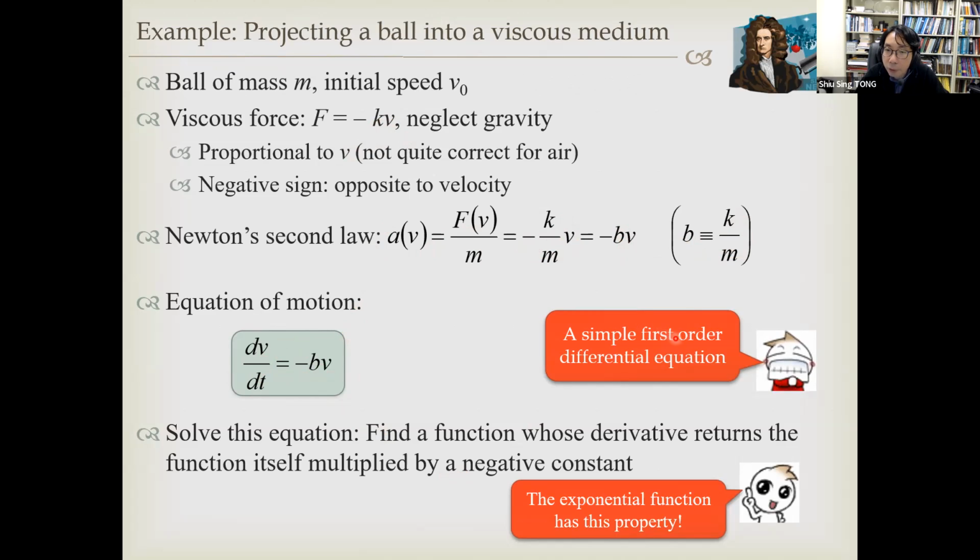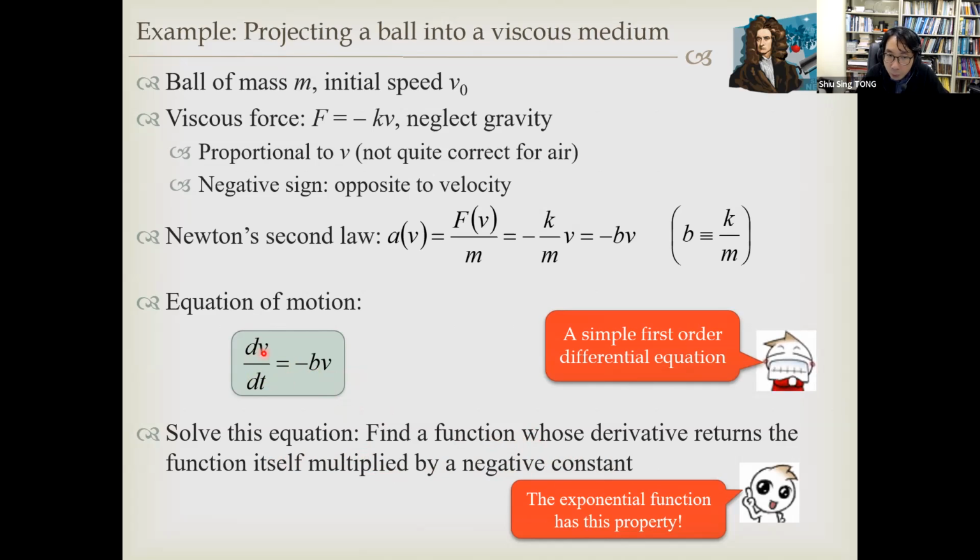Now it is a simple first order differential equation. It is first order because it involves only the first derivative of v. And it is very simple because it only contains v on the right-hand side, and not a complicated function of v. Now you can solve this differential equation.